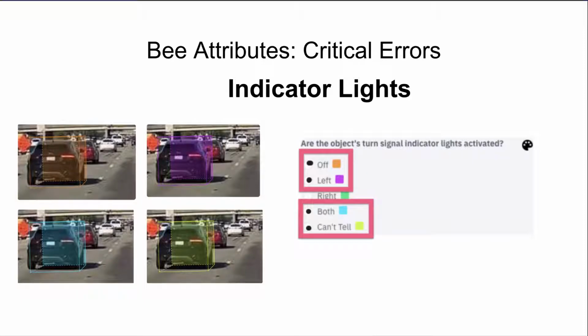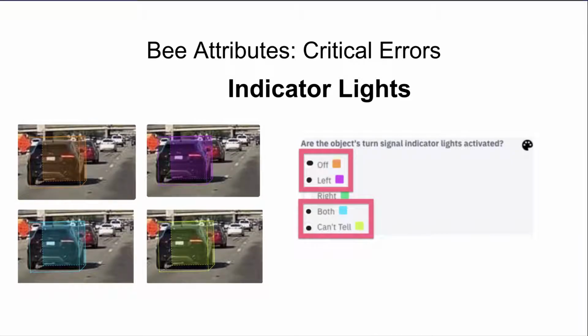On the top left, the cuboid is orange, and so that reflects the off selection. Basically, we marked the car's indicator lights as off in that top left picture. On the top right picture, we've marked the car's indicator lights as left. On the bottom left image, we've marked them as both. And on the bottom right, we've marked them as can't tell. So all these choices are completely wrong.